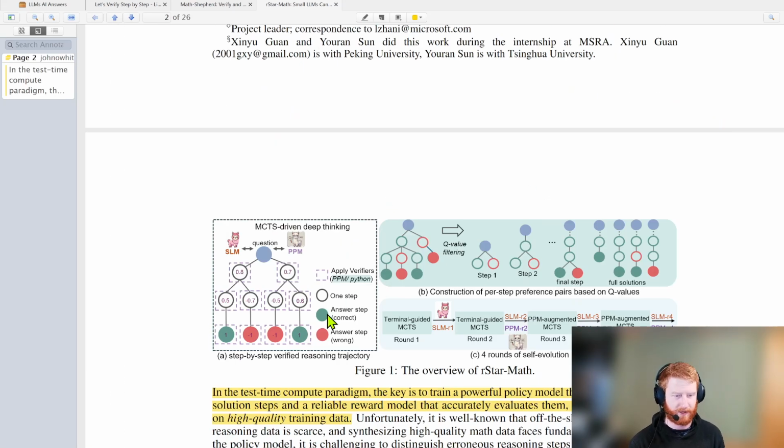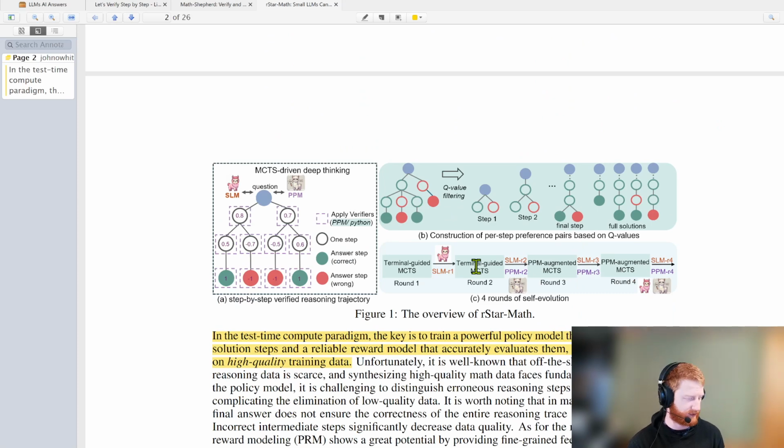Now we can check out the diagram, and it should all be familiar from what we've just discussed.